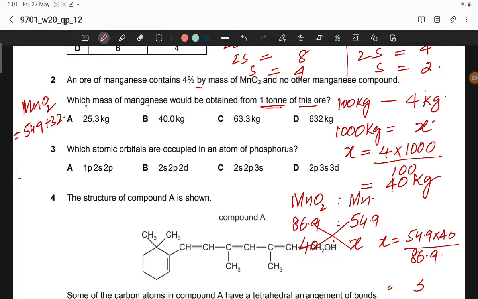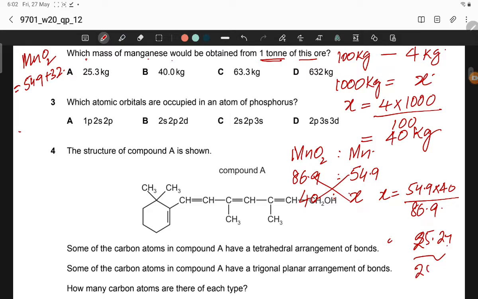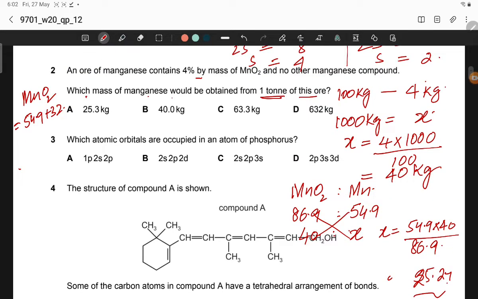54.9 into 40 divided by 86.9. This is equal to 25.27, which is 25.3 kg. So A is the best option.